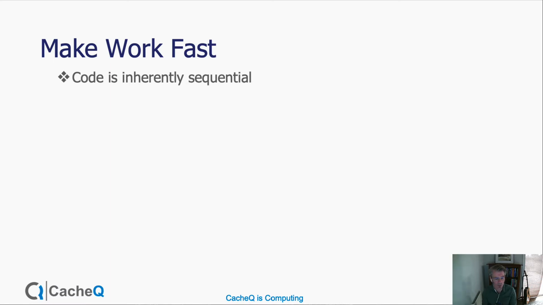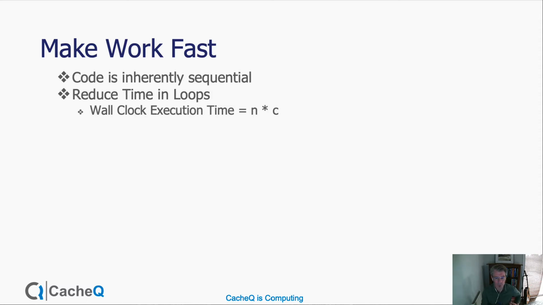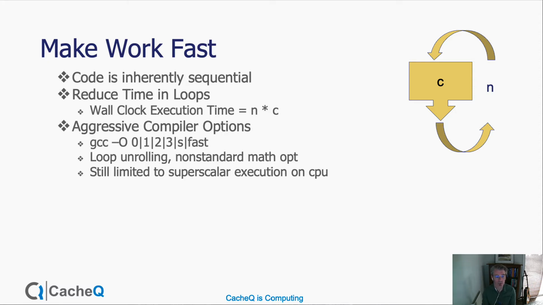So in order to make code run fast, you first need to understand that the code as written in your editor is essentially sequential in nature. And usually it has loops in it. If you have a block of code which has a number of instructions, we'll say C number of instructions, and you iterate across these loops n times, your wall clock time is essentially n times C.